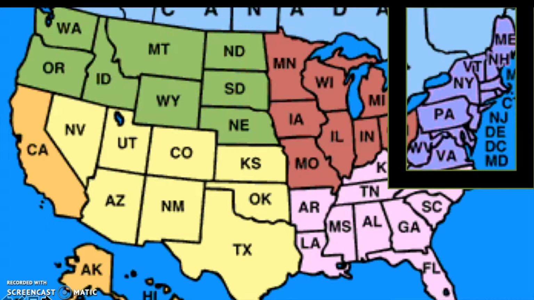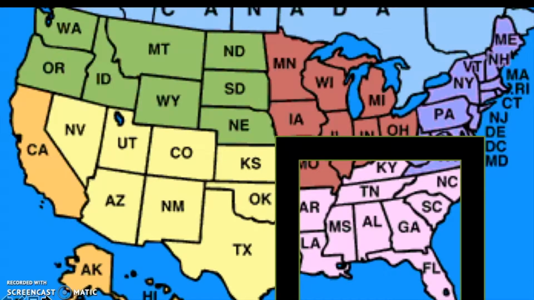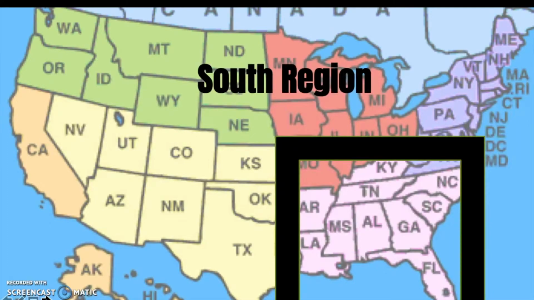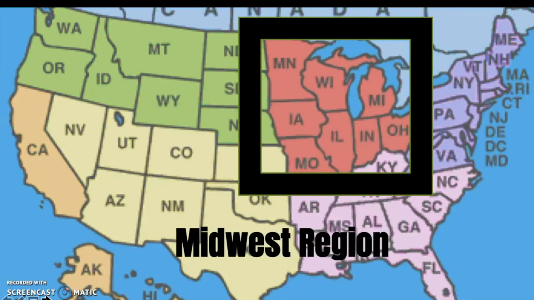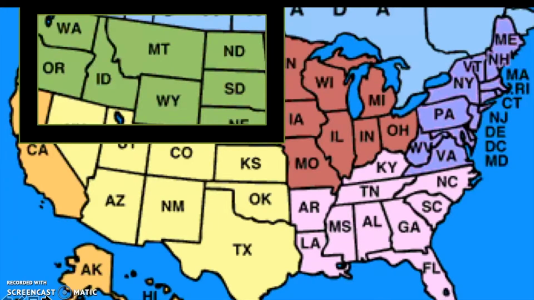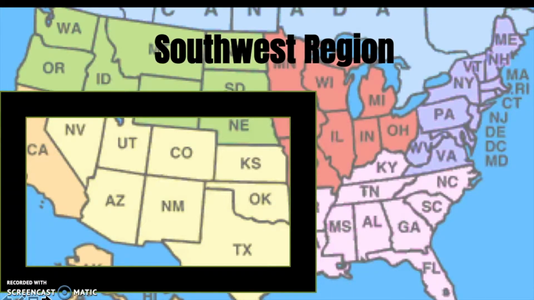So here we have the northeast part of the country. This is the northeastern region. Next we have the south region. Moving to the Midwest, that's right where we are. The Northwest and the Southwest region. So these are going to be the 5 climate regions that I'm going to talk about throughout this video.